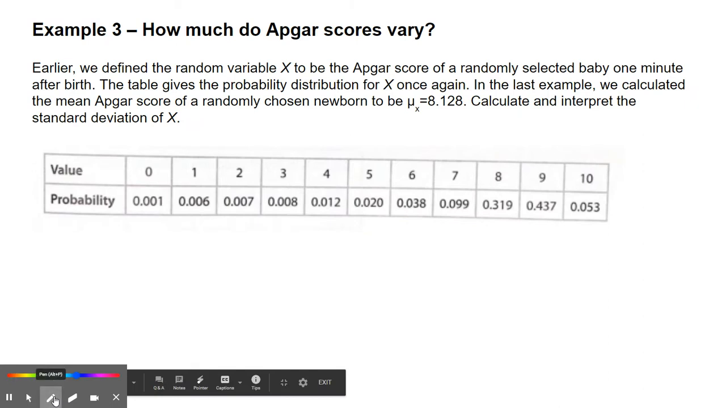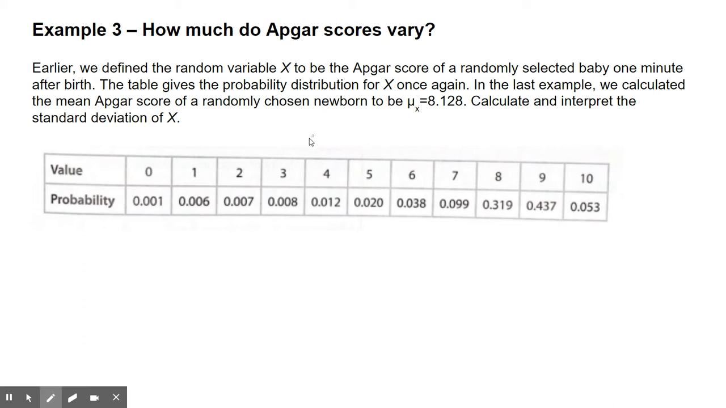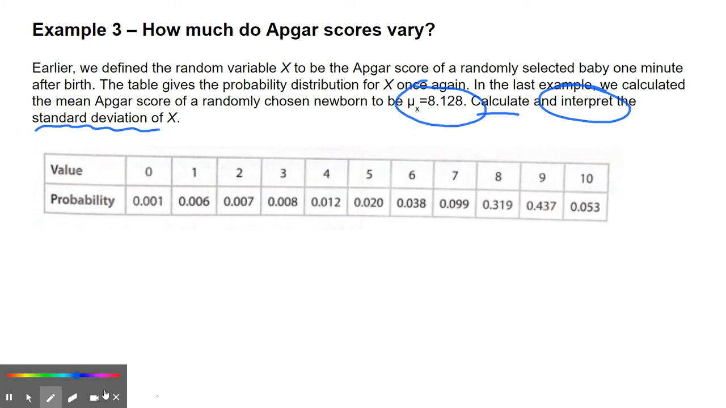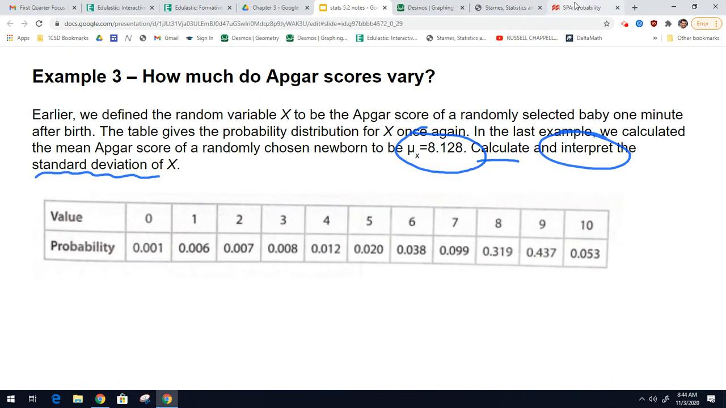All right, here we go. So it says earlier we defined the random variable x to be the APGAR score of a randomly selected baby 1 minute after birth. The table gives the probability distribution for x once again. In the last example, we calculated the mean APGAR score of a randomly chosen newborn to be mu sub x equals 8.128. Calculate and interpret the standard deviation. So again, if the mean is 8.128, to find the standard deviation, we just go to our stats applet. So let's go do that.